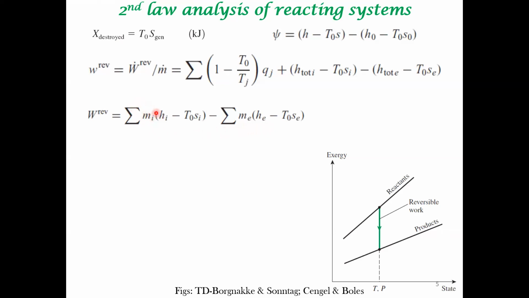Here the inlet exergy is from the reactants. On the outlet, the exergy is from the products, even if it doesn't go outside the system. So let's say we are considering a closed system. What we have put in is the exergy of the reactants, and what you get out is the exergy of the products of the reactants. That's the way we are going to relate to the maximum work which you can get from the system.